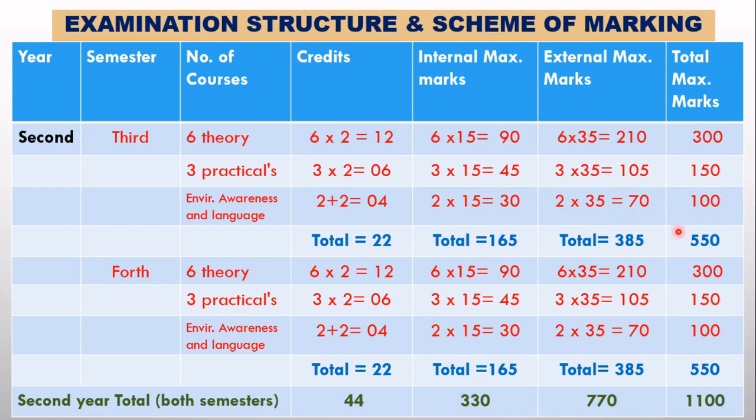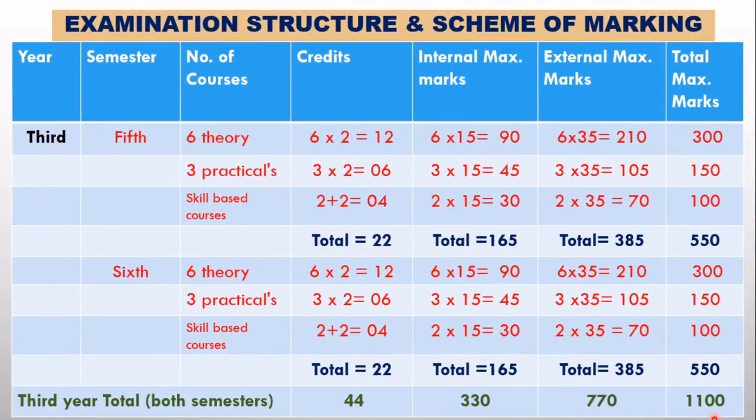So the entire SYBSc second semester will have 550 marks. Similarly, the fourth semester also has 550 marks. So in this way the total will be 44 credits, 330 internal marks, 770 external marks, and a total of 1100 marks. FYBSc was only 1200 marks, but SYBSc has 1100 marks.